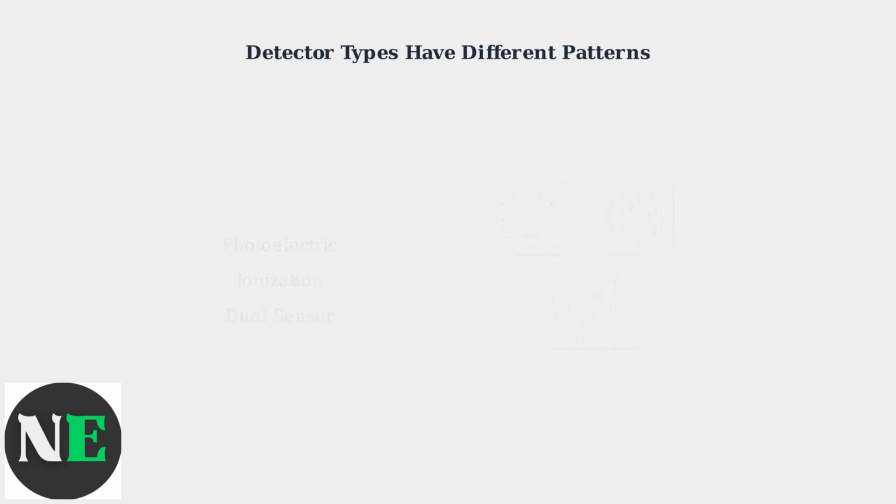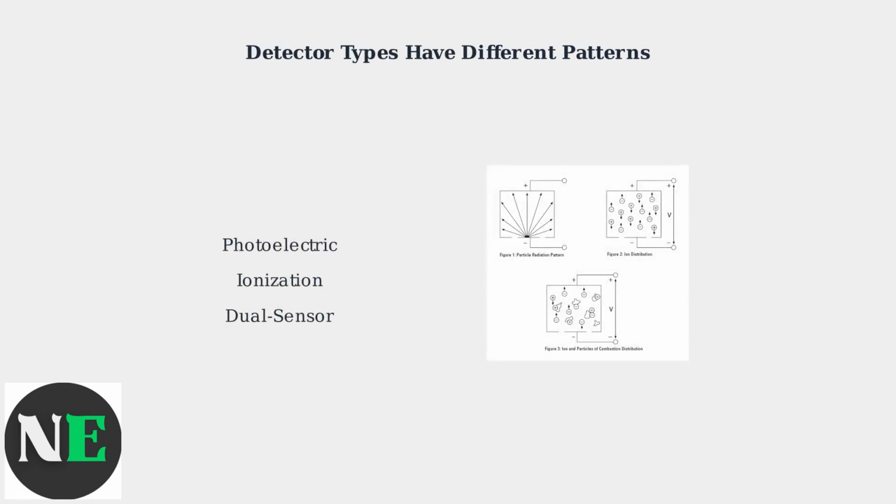Different types of smoke detectors may have slightly different LED indicator patterns, so it's important to check your specific user manual. Always consult your detector's user manual to understand the specific LED patterns for your model, as manufacturers may use different blinking sequences to indicate various states.